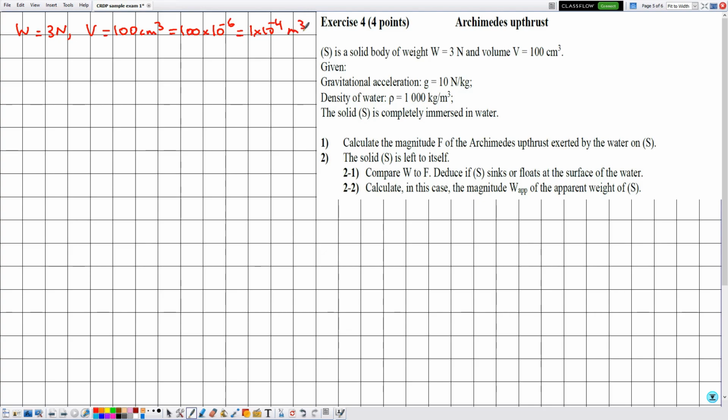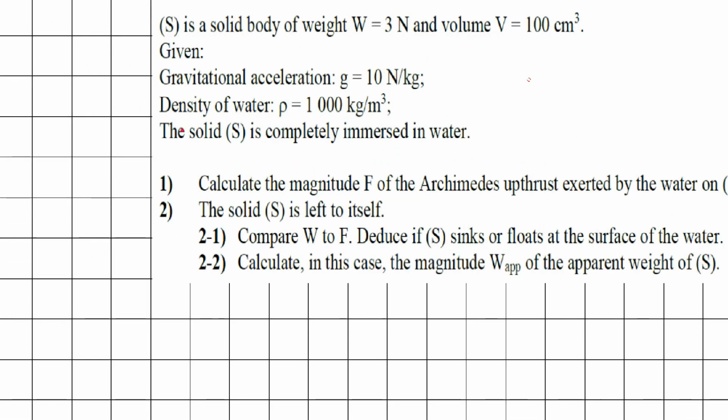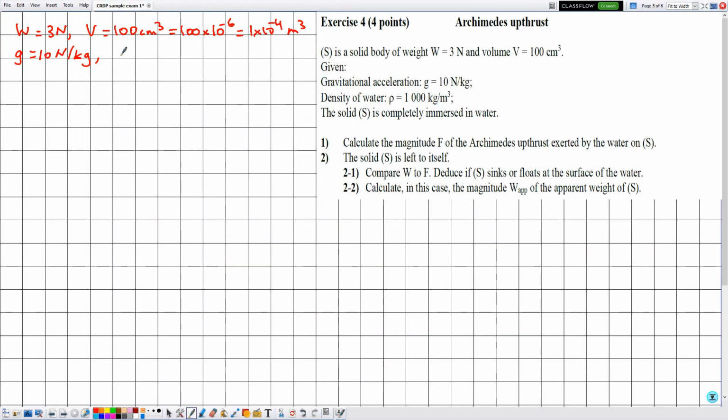expressed in meter cube. Given that g is equal to 10 newtons per kilogram, the gravitational acceleration, which means that we are performing this experiment on the surface of Earth, the density of water is given by rho equal to 1000 kilogram per meter cube expressed in the SI. This is the density of water. Now they are telling us the solid S is completely immersed in water. This is important. Whenever the solid is completely immersed in water, this means that the volume of the immersed part of the solid S is equal to the volume V.